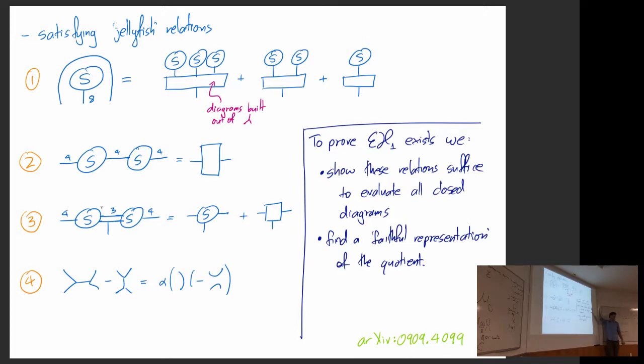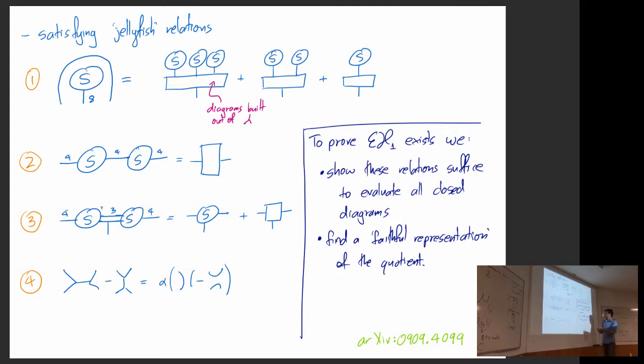It says that these relations uniquely specify at most one category. And then you have to show that it exists by faithfully representing this object, finding sort of an embedding into something where you can see that these generators S and the trivial vertex are being sent to something non-zero. And at the very last minute of the talk, I'll probably come back to that.